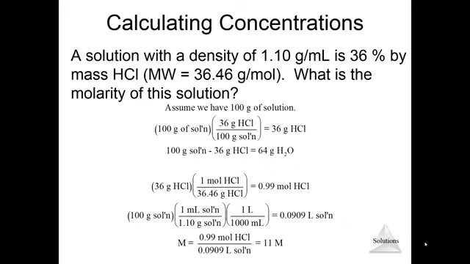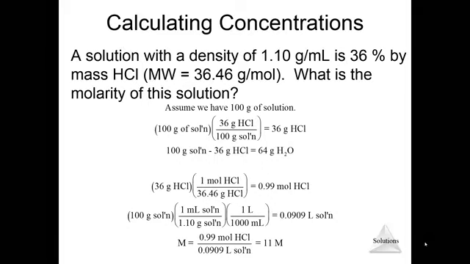In other words, we use the density to solve for the volume of the solution in milliliters, and we converted the milliliters to liters. If we take the moles of HCl, 0.99 moles, divided by the volume of the solution in liters, 0.0909 liters, we get that the solution is 11 molar.